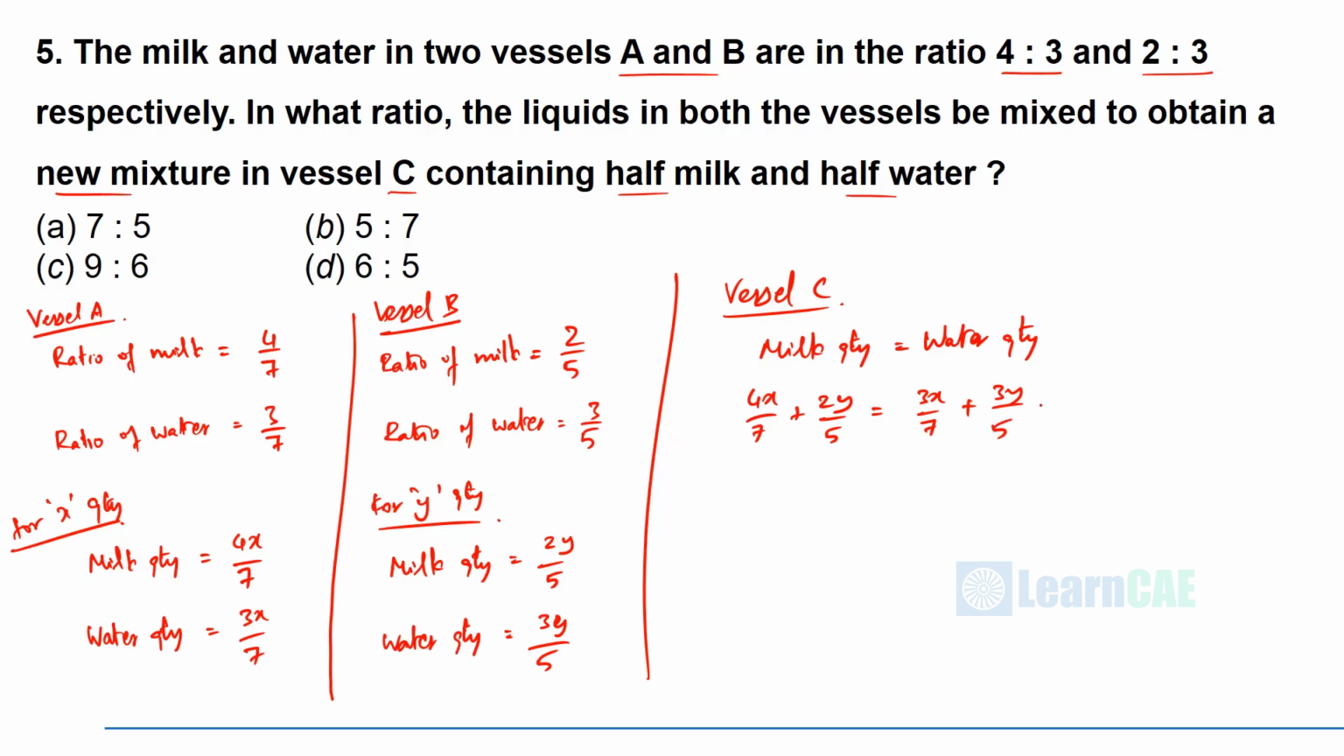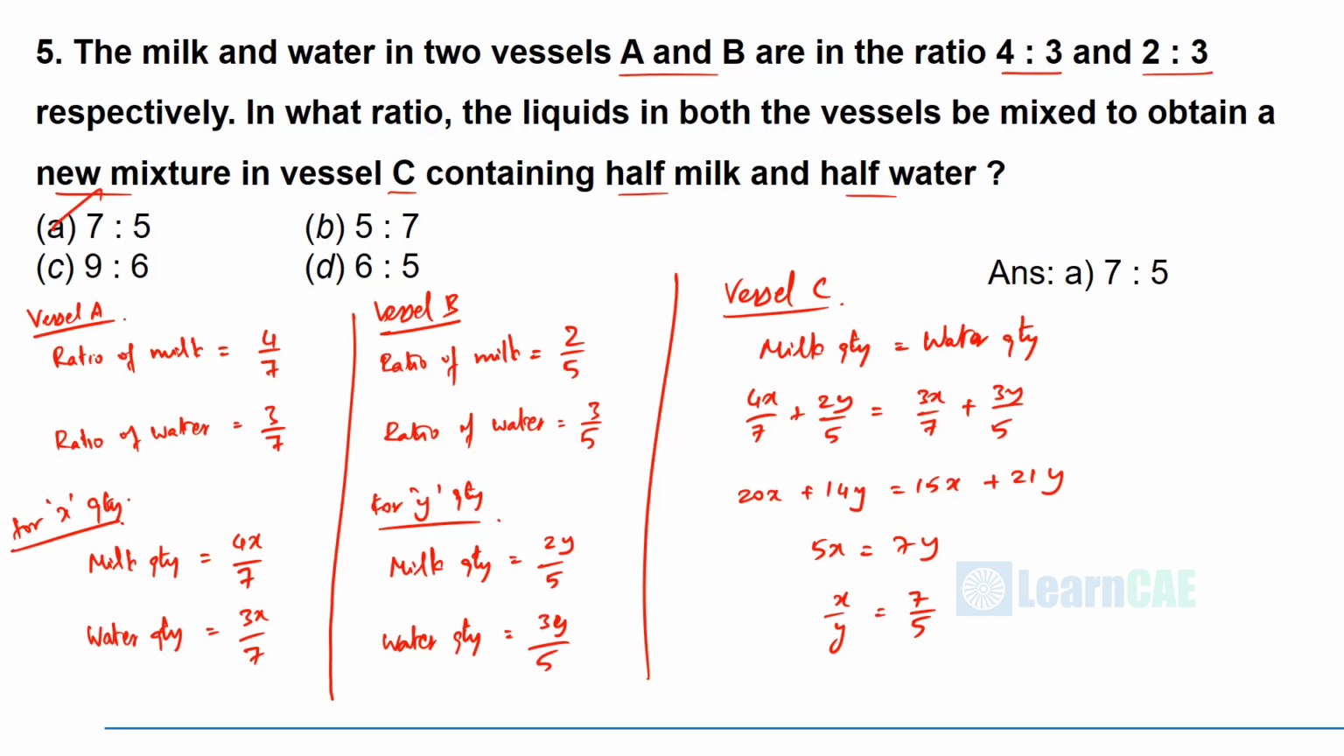We shall multiply throughout by 35 as that is the LCM. Therefore, 4 into 5 will be equal to 20x plus 2 into 7 is equal to 14y. Next, 3 into 5 is 15x plus 7 3s are 21y. We shall rearrange. 5x is equal to 7y. Therefore, x by y is equal to 7 by 5. Therefore, the ratio is option A, 7:5.